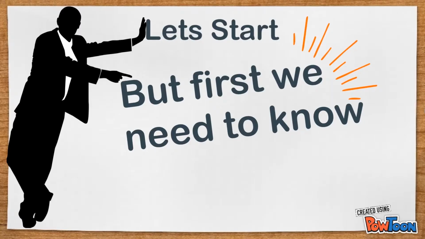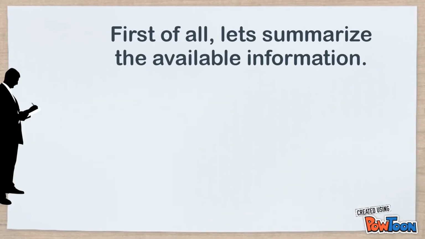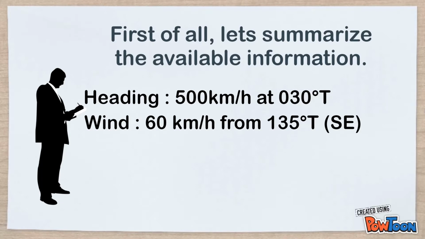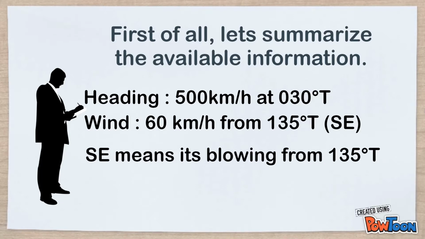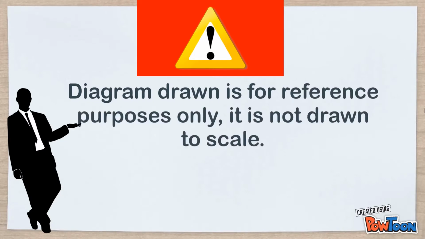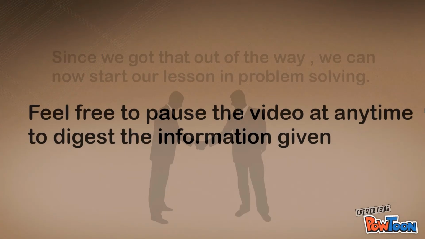Let's start, but first we need to know, what do we require? First of all, let's summarize the available information. Heading 500 km per hour at 030 degrees, wind 60 km per hour from 135 degrees. Since we got that out of the way, we can now start our lesson in problem solving.